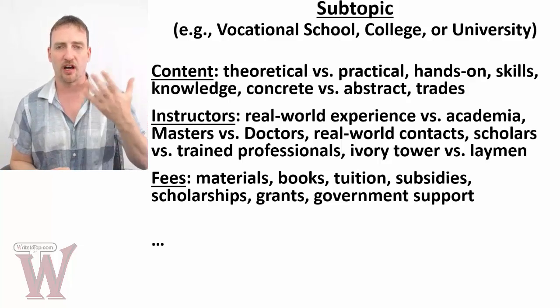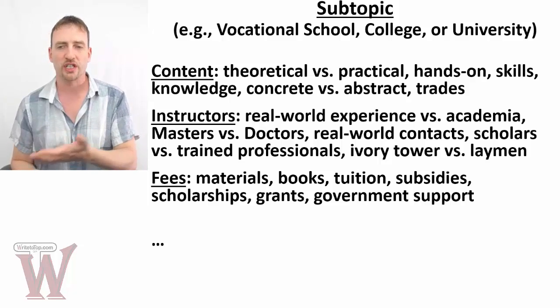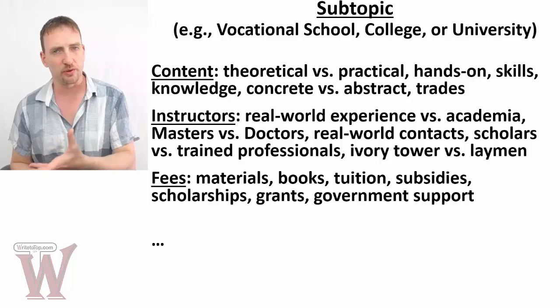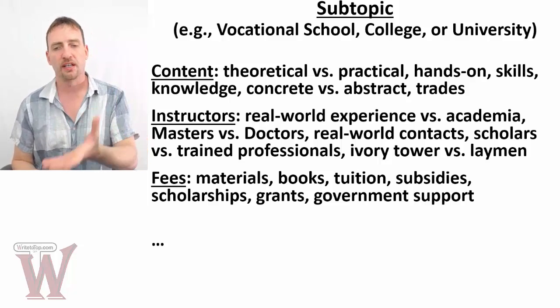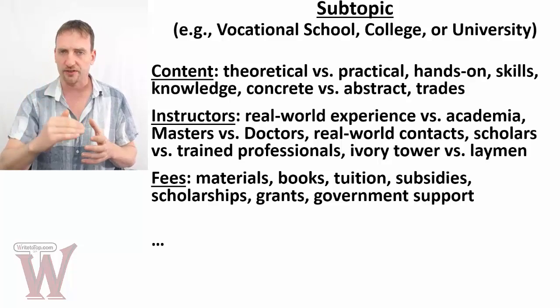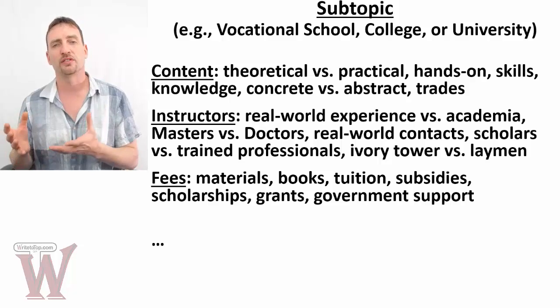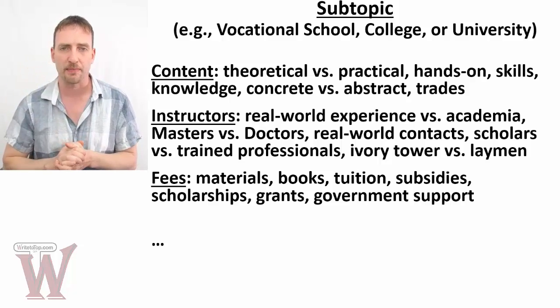Think about the fees. Obviously, a vocational school is going to be much cheaper than a university. There's books, tuition, subsidies. Some schools give you subsidies and grants and scholarships. Some have government support. Think of all these little details and create yourself a list of possible topics, possible ideas to use in an essay question that asks something about this.